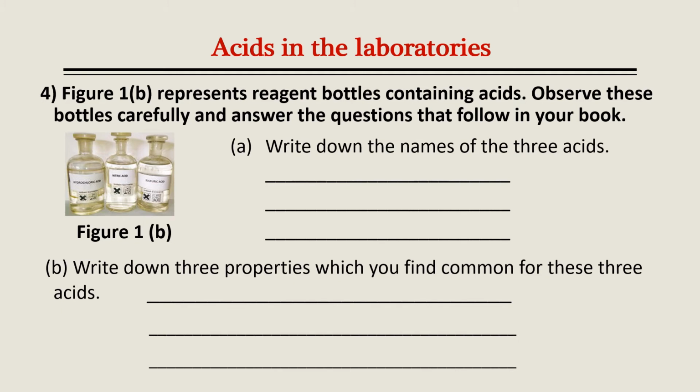Figure 1b represents reagent bottles containing acids. Observe these bottles carefully and answer the questions that follow in your book. Firstly, write down the names of the three acids. Then, write down three properties which you find common for these three acids.